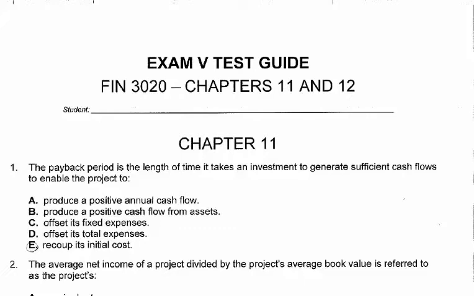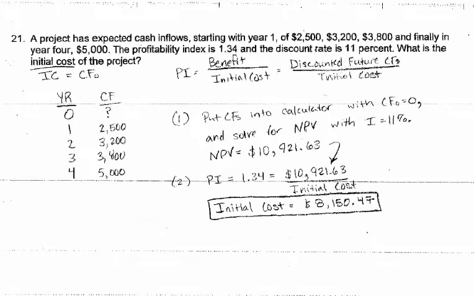This is essentially a review for your test guide for exam 5, and this is going to cover chapters 11 and 12. And I just wanted to start here so that you could see its title. I'm not really going to go through these conceptual problems. Let's go down to the math problem. Okay, I'd like to start with problem number 21.